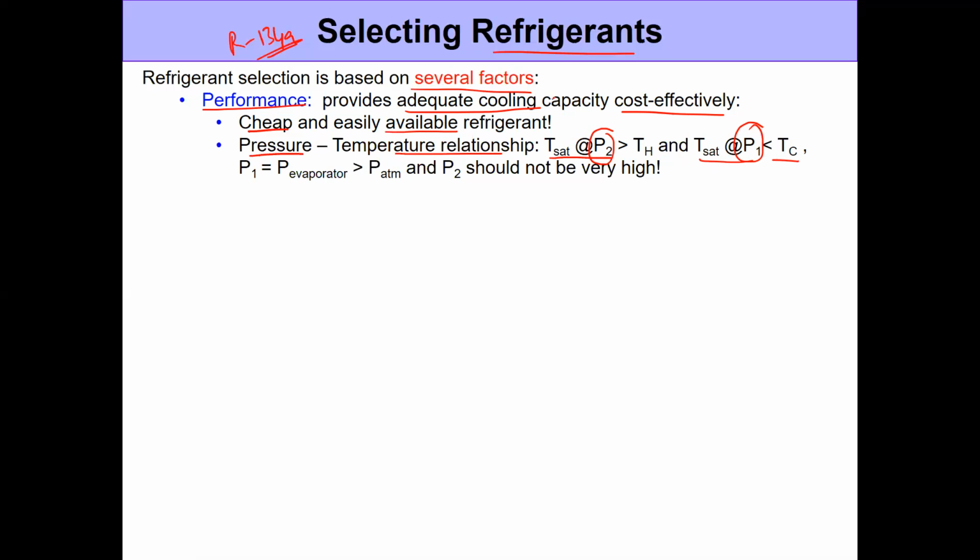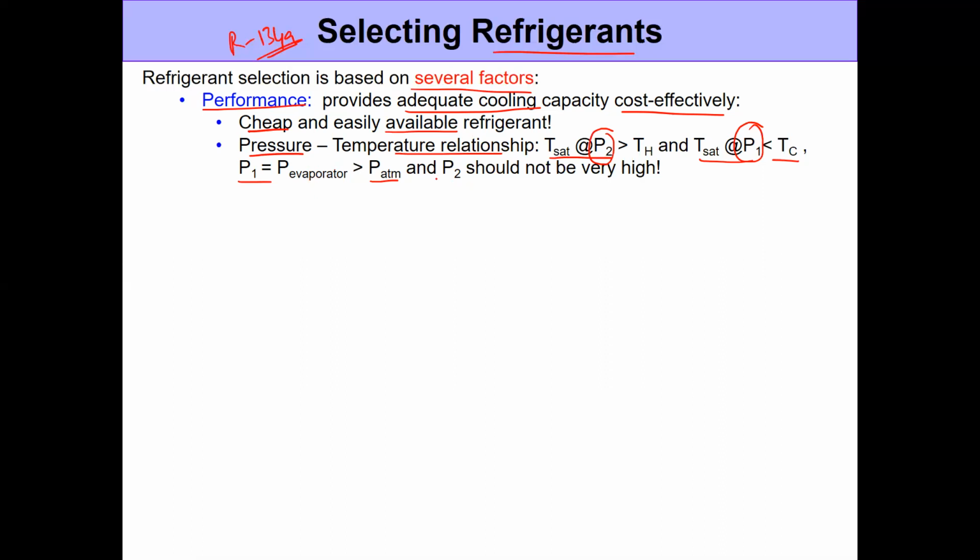So having that fixed, we need to ensure that the P1 that we have, that is the evaporator pressure, should be greater than the atmospheric pressure for the refrigerant we are selecting. Why do we need that? Well, if it's not the case, then air could leak into the refrigerant and that will just spoil the system. You never want that, okay? So this is one important criteria.